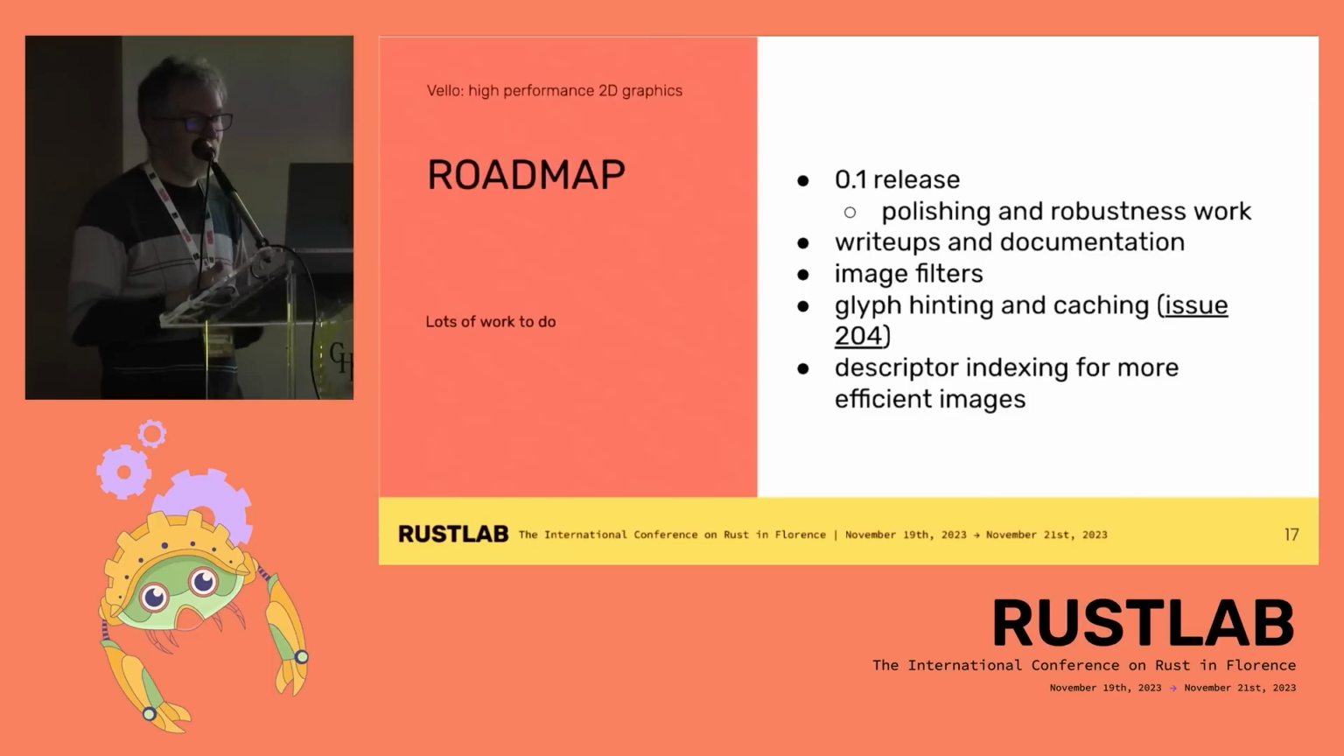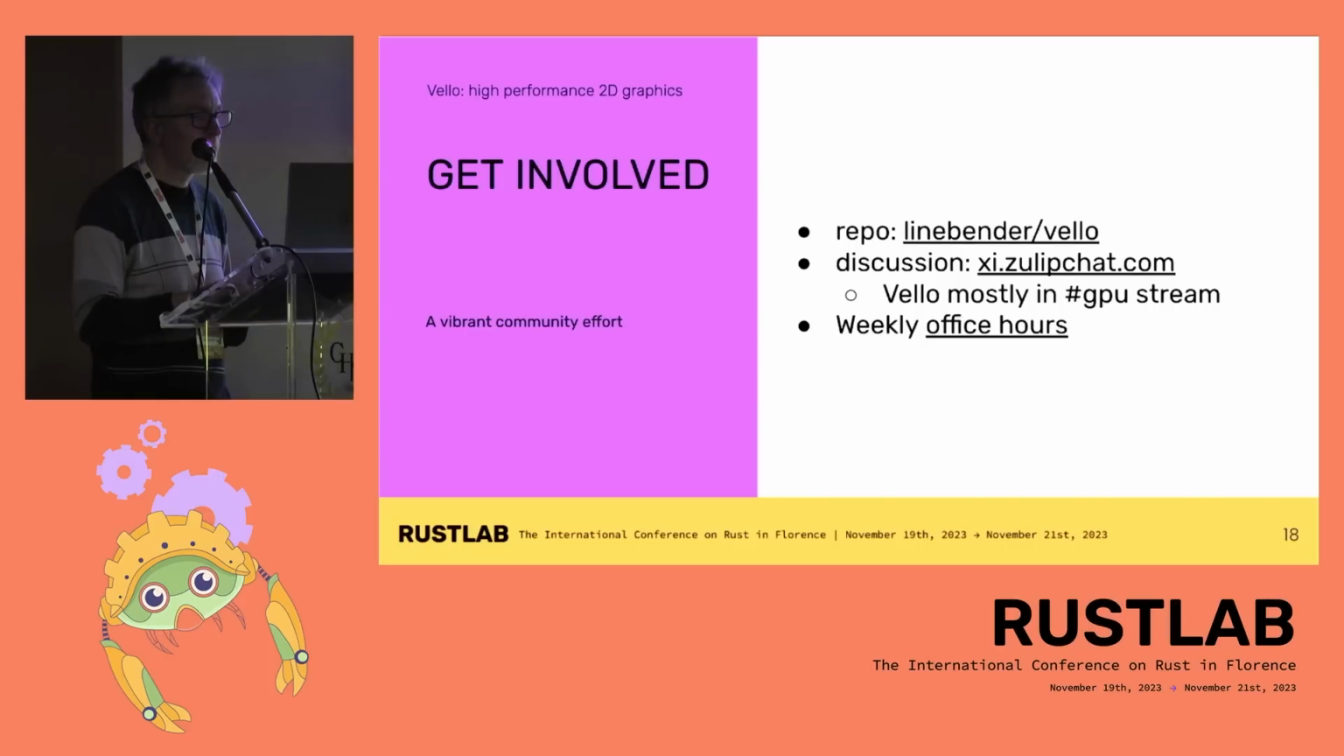We want to add image filters. We want to do glyphing and caching so that you get much higher performance in a UI. And then in order to get really good performance when you're rendering images, we need descriptor indexing, and we have to work with the WGPU team to get that, because that would be an extension to vanilla WebGPU.